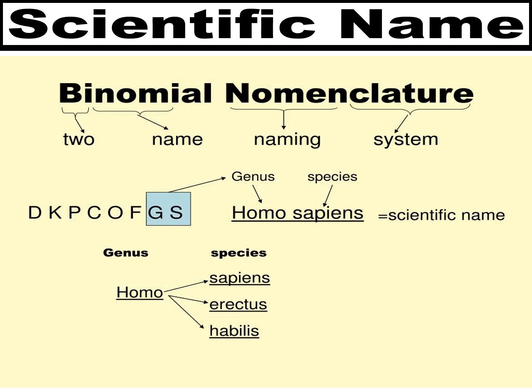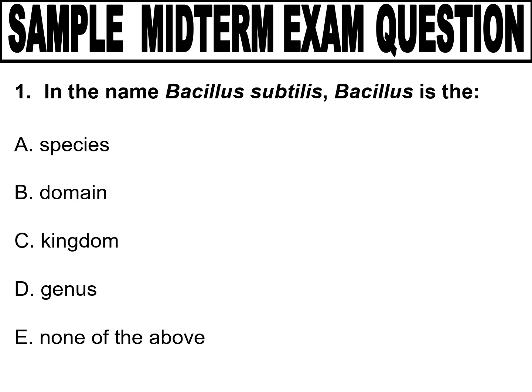Again, only the genus and species components of the taxonomic classification system are used in the binomial nomenclature, or scientific name. Take the time to review this sample midterm exam question. If you have any questions about this slide, contact Dr. Flowers via email.